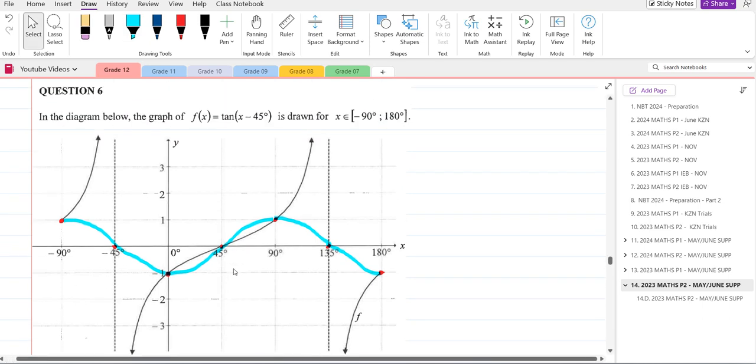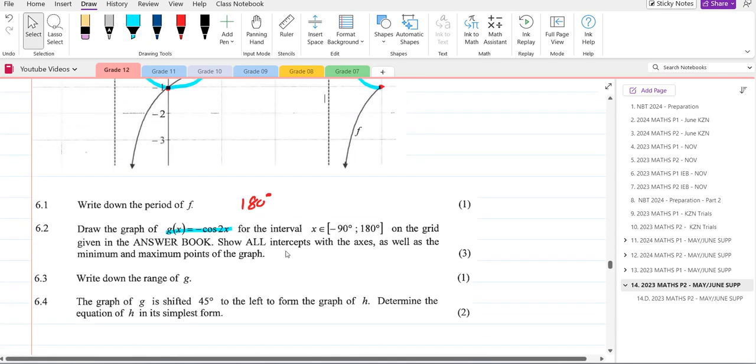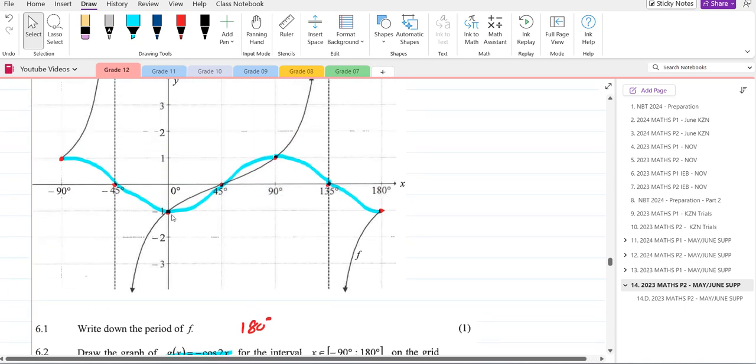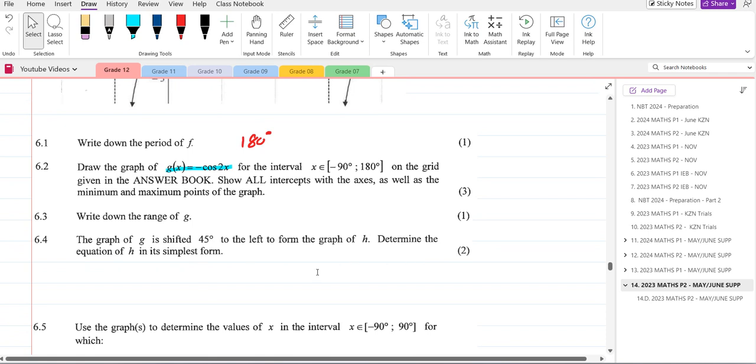So we've indicated everything, intercepts with the axis as well as the minimum and maximum points on the graph. There's the maximum, that's the minimum. Minimum at 0 and minus 1, maximum at 90 and 1. There's another maximum there, there's another minimum here. Anyways, that's done. Write down the range of g.